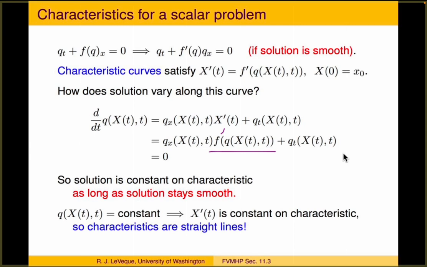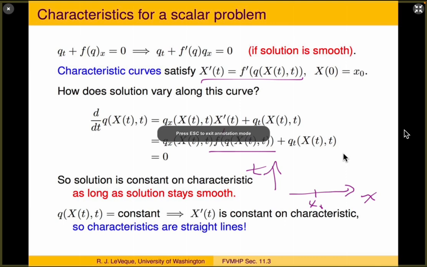And moreover, since the solution is constant on the characteristics, and since we're evaluating f' at q on the characteristic in solving this ODE up here, if q is constant on the characteristic, then so is f', and so is X', and so the characteristics are still straight lines in the xt plane. So if we draw the xt plane, start at some point x0, and solve this differential equation, assuming the solution stays smooth enough, what we'll find is that the characteristic curve is a straight line, and the solution is constant on that straight line.